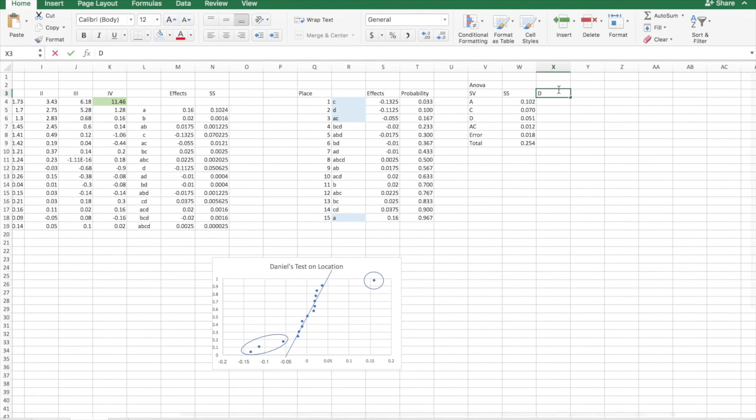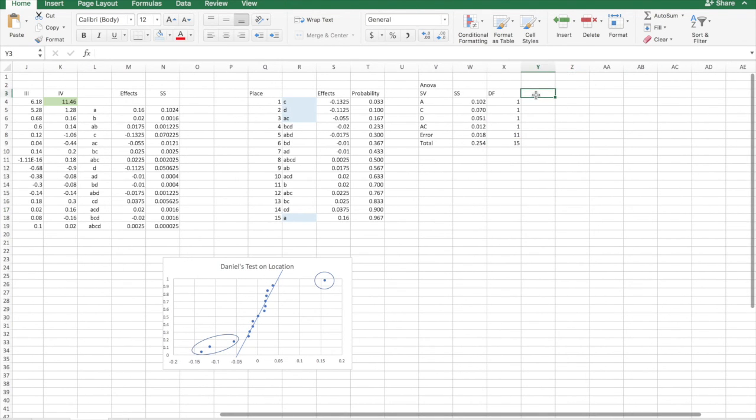And the degrees of freedom: remember that we had to perform Daniel's test, because in an unreplicated design we don't have enough degrees of freedom to perform an ANOVA on all the factors. So we perform Daniel's test, and this way we have enough degrees of freedom for the error. So A has 1, C has 1, D has 1, AC has 1. Total has 16 minus 1 degrees of freedom, and the error has 15 minus 4, which equals 11.